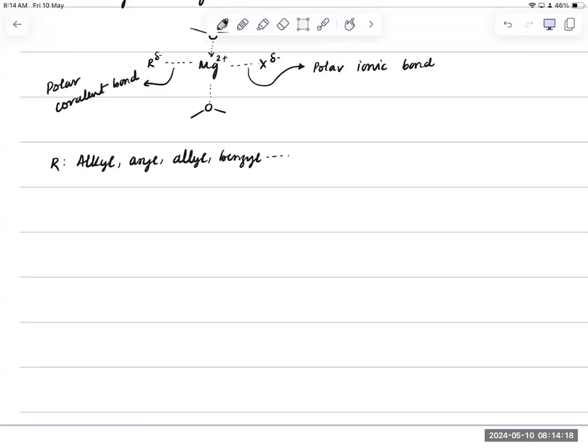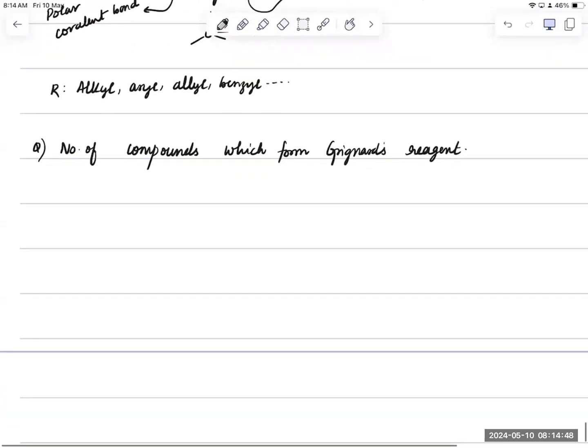Next, we need to understand which compounds will make this Grignard's reagent and which will not. Let us see it as a question: the number of compounds which form Grignard's reagent, which will form or which will not form.